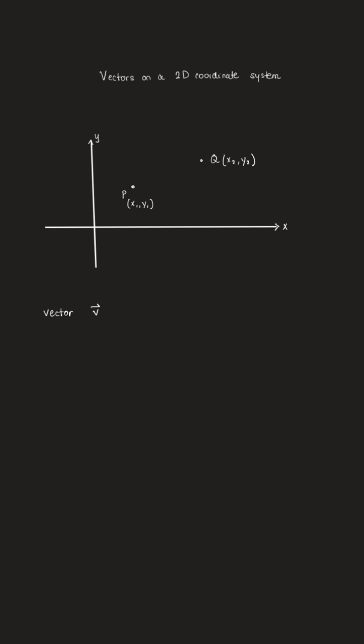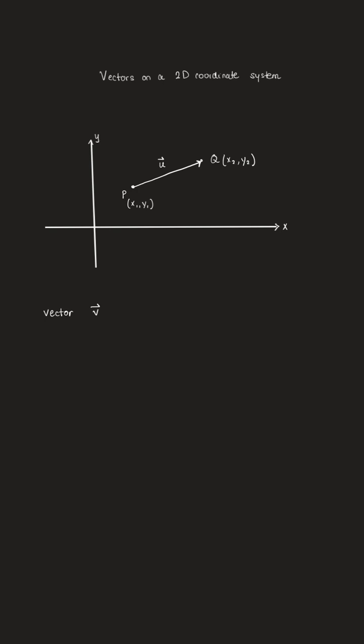So in this image, you can see that we have points P with coordinates x1, y1, and Q with coordinates x2, y2 in the first quadrant of the xy plane. If I take P as my tail of the vector and Q as the head of the vector, then we have put a vector u into our two-dimensional coordinate system. So vector u is just the vector from P to Q.